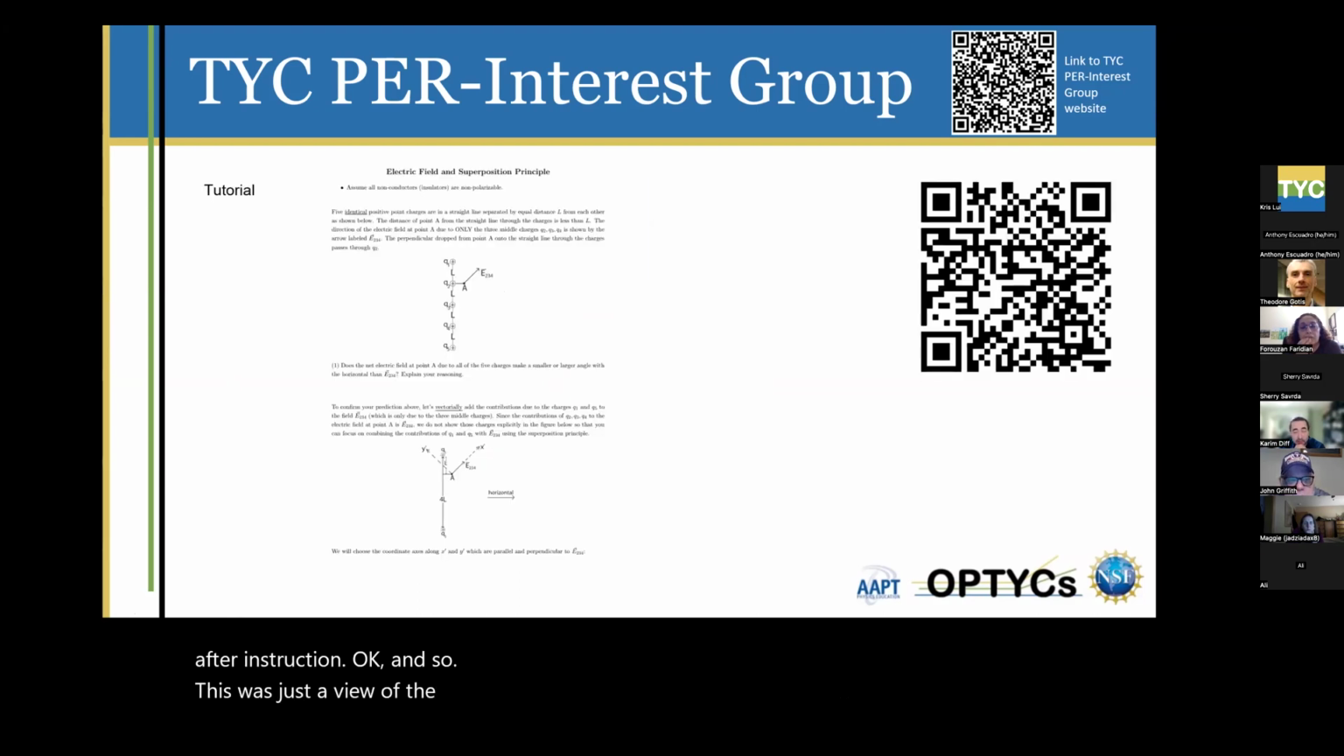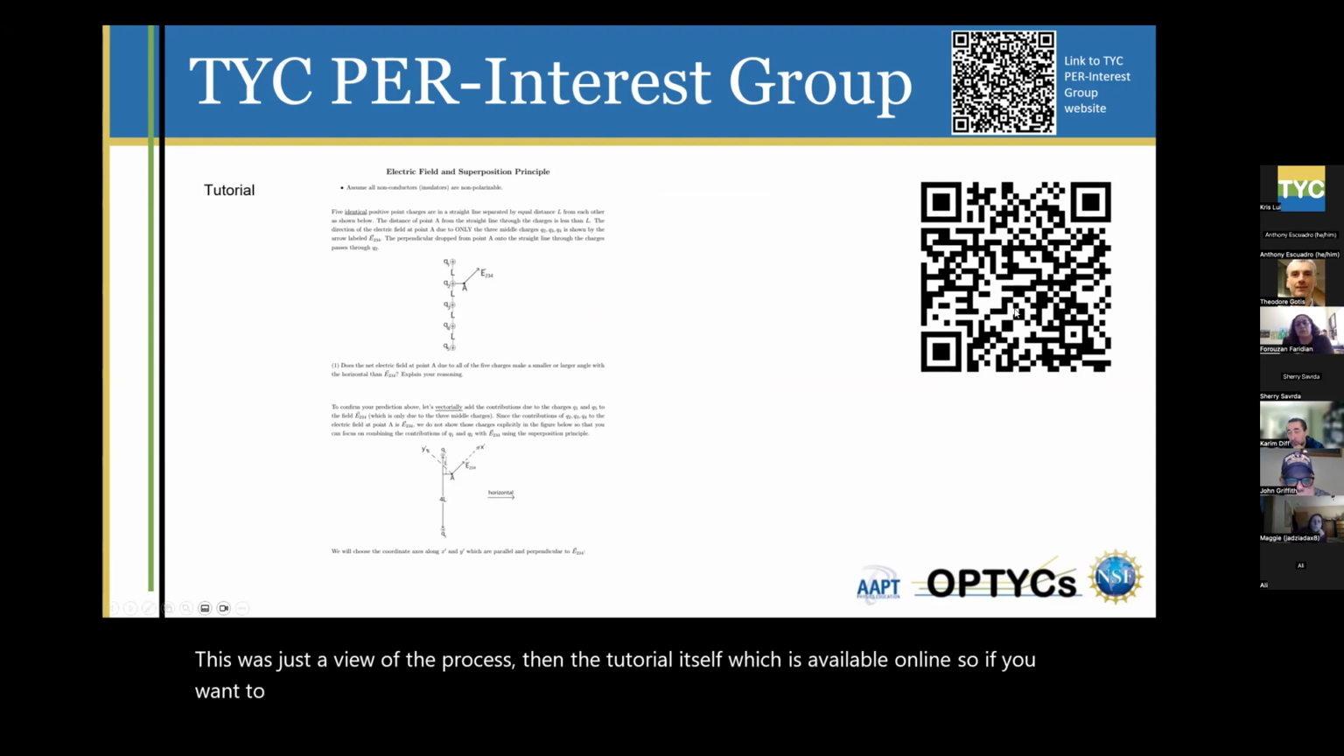Then the tutorial itself, which is available online. So if you want, you can use a QR code and go directly. It's from their Google Drive.